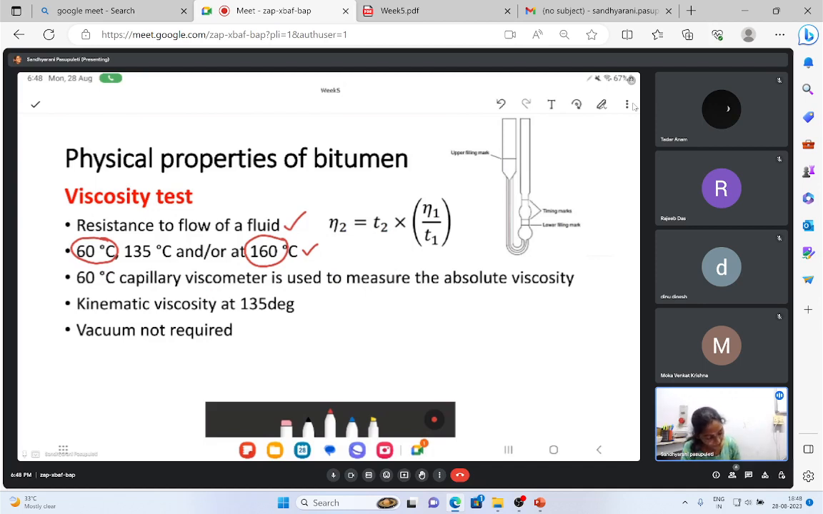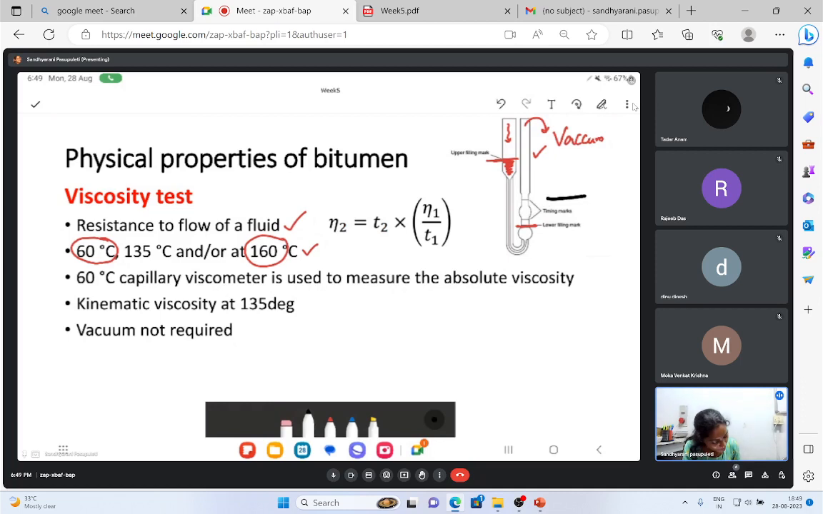So here, a capillary viscometer is what you see. We try to fill the bitumen from this, up to this mark and also this mark. After filling, on this side we apply a vacuum. What happens when I apply a vacuum? The bitumen from the bottom tries to come to the top.